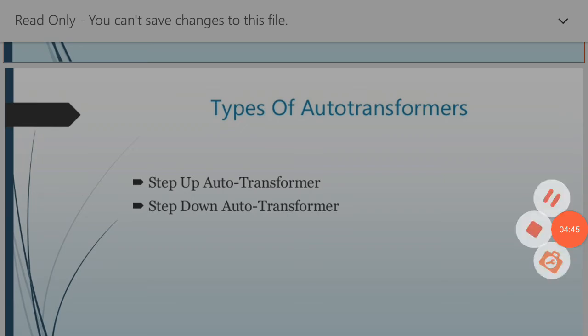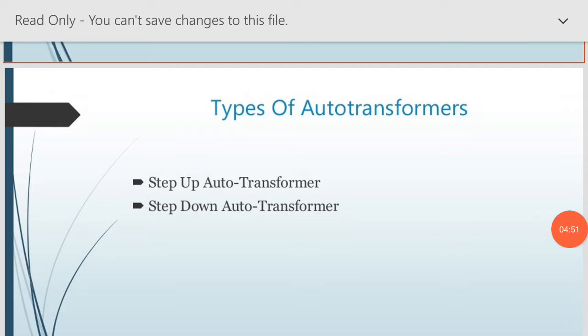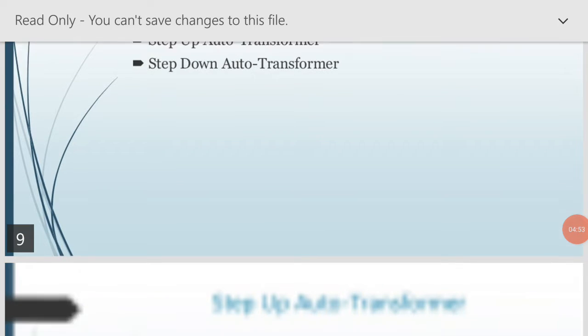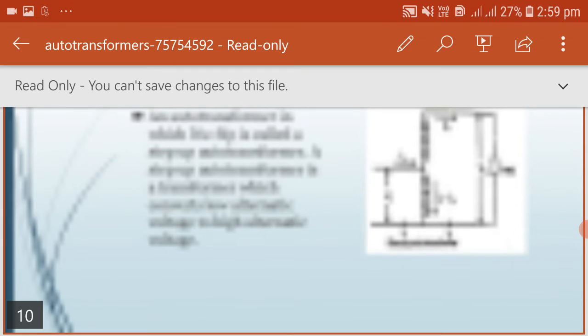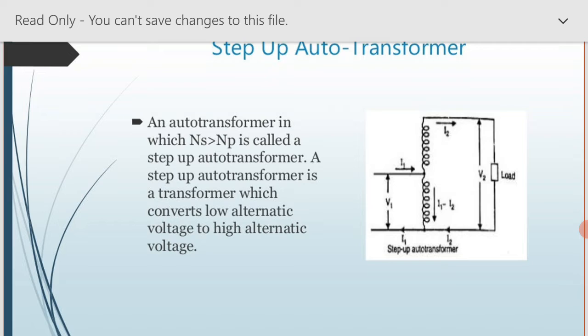There are two types of auto transformer: step up auto transformer and step down auto transformer. In a step up auto transformer, an autotransformer in which Ns is greater than Np is called a step-up autotransformer. A step-up autotransformer is a transformer which converts low alternating voltage to a high alternating voltage.